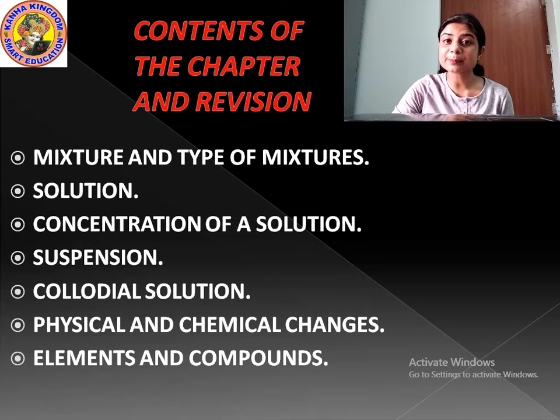The particles of suspension can be seen with the naked eye because the particles are not very minute. Okay. Then these particles of suspension can scatter a beam of light. That means the light particles can pass through a suspension. The solute particles settle down. That means the solute particles don't get dissolved completely into the solution. It gets settled down. So these are a few properties of a suspension.